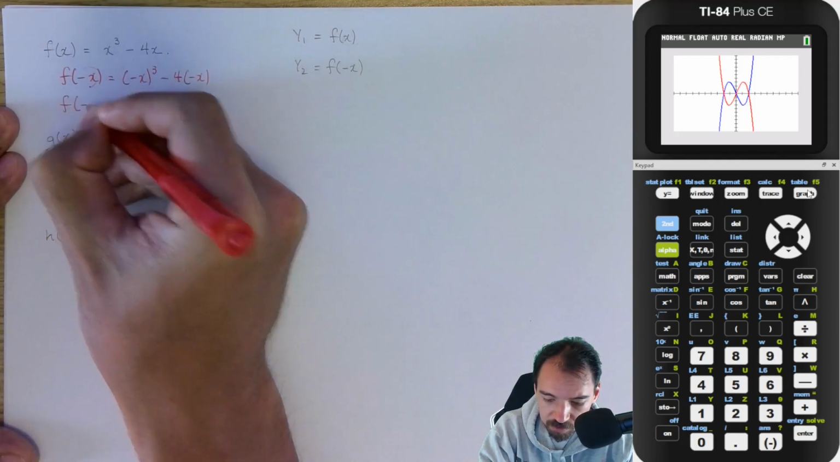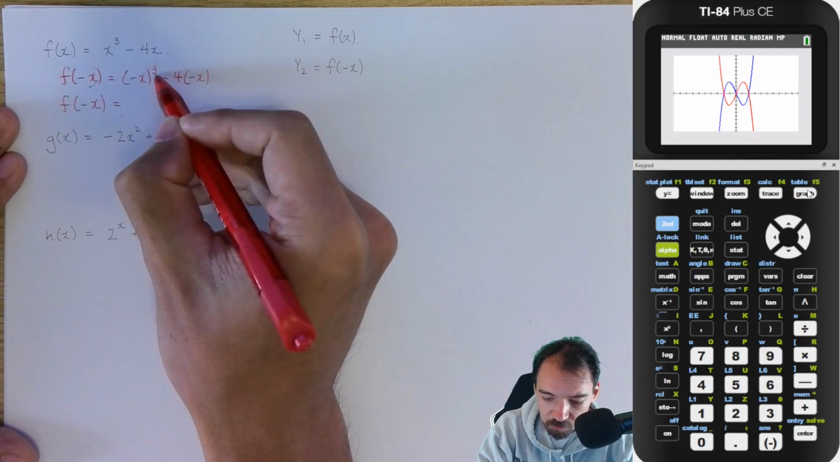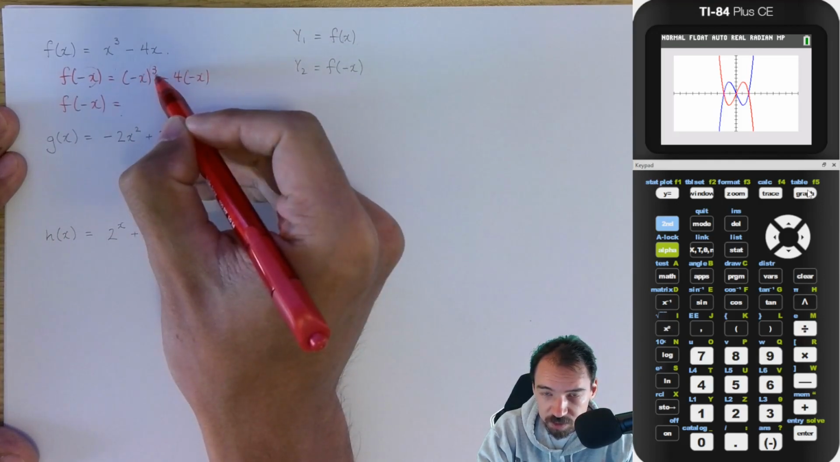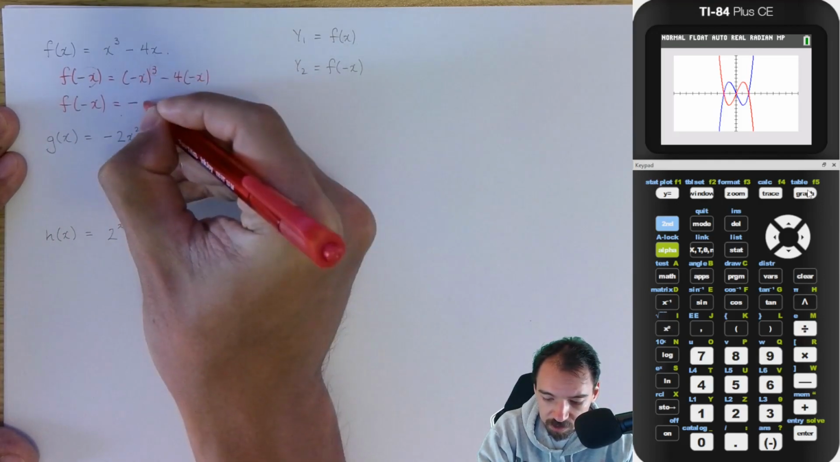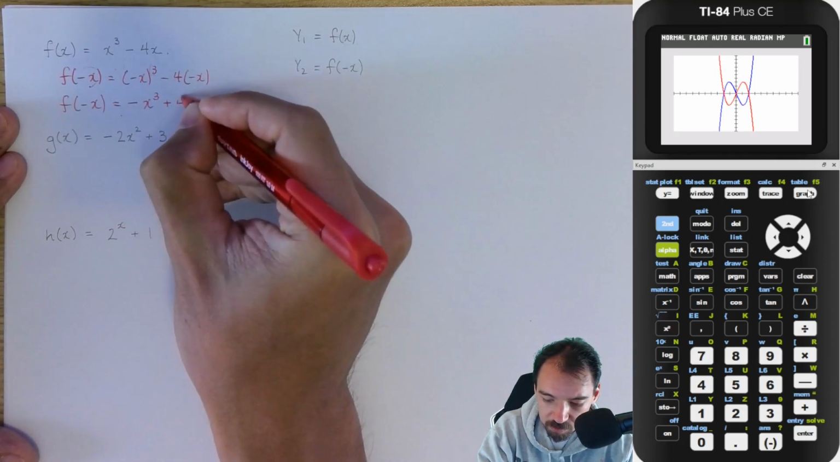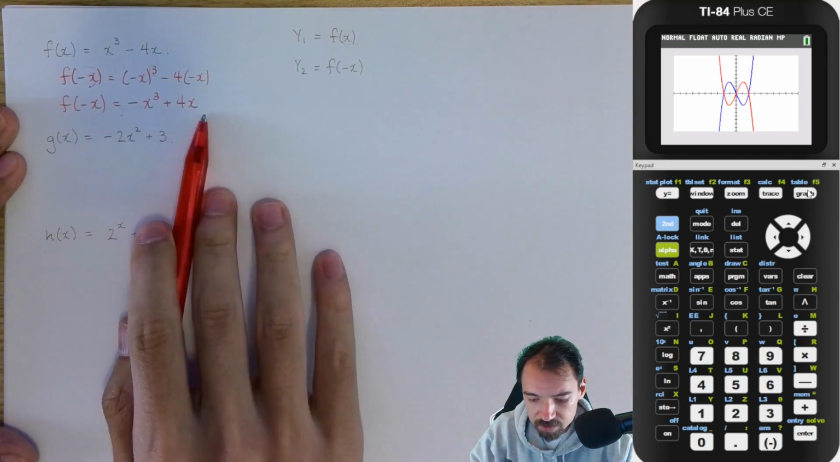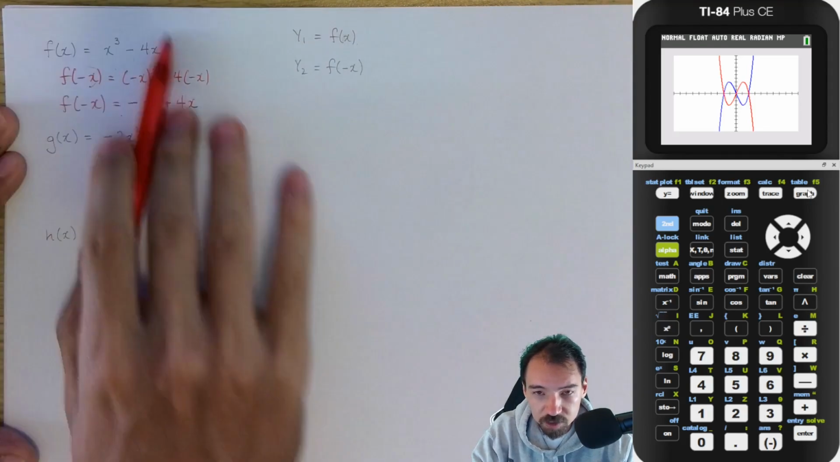f of negative x is now equal to, we take the cube and distribute, so negative 1 cubed is negative 1, so we keep the negative, and then we just have x cubed. Then here, negative negative gets positive, so we do this. And notice that this is the negative version of the original.